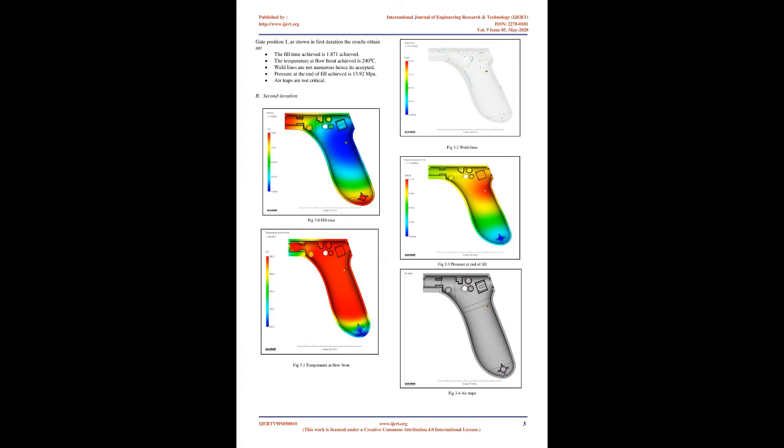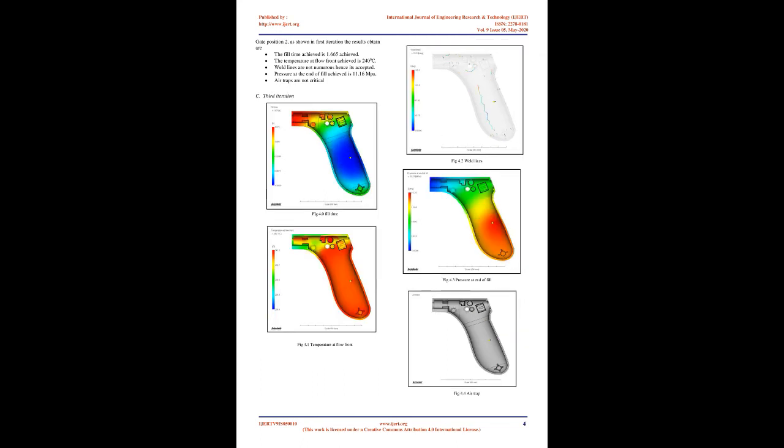First iteration. Fig. 2.0 Fill time. Fig. 2.1 Temperature at flow front. Fig. 2.2 Weld lines. Fig. 2.3 Pressure at end of fill. Fig. 2.4 Air traps. Gate position 1, as shown in first iteration, the results obtained are: the fill time achieved is 1.871. The temperature at flow front achieved is 240 °C. Weld lines are not numerous, hence it's accepted. Pressure at the end of fill achieved is 13.92 MPa. Air traps are not critical.